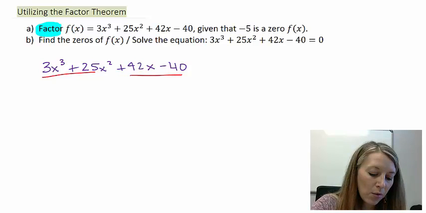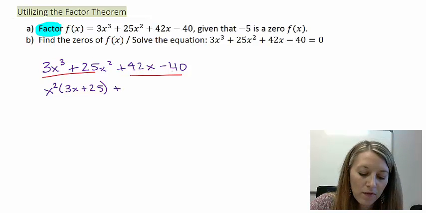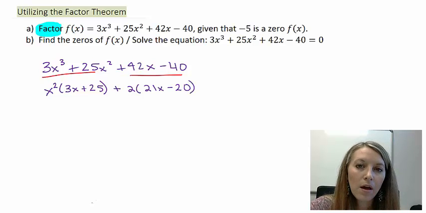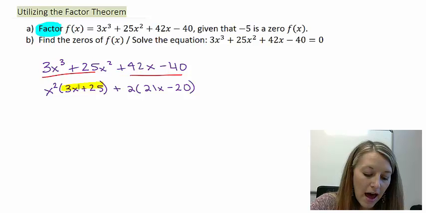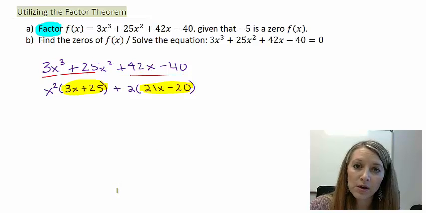So if I were to pull out a common factor of my first 2 terms, that would leave me with 3x plus 25. Then a common factor in my back 2 terms would just be 2, and so that leaves me with 21x minus 20. Now the problem with this is for our factor by grouping technique to work, our parentheses have to match. Those have to become a common factor so we can factor them out. So those don't match.